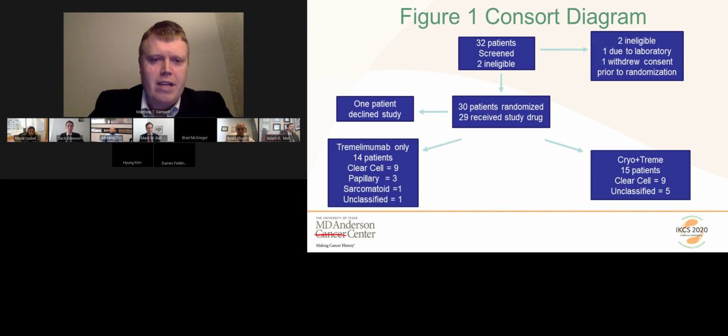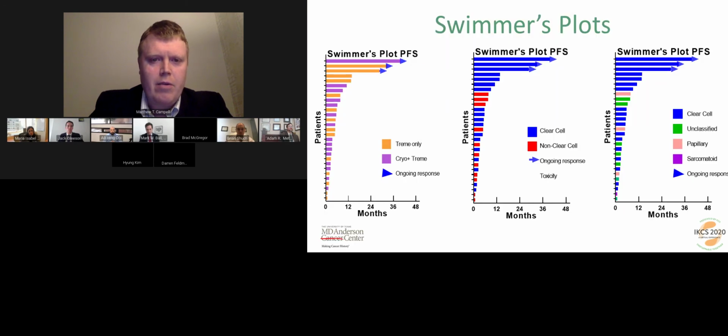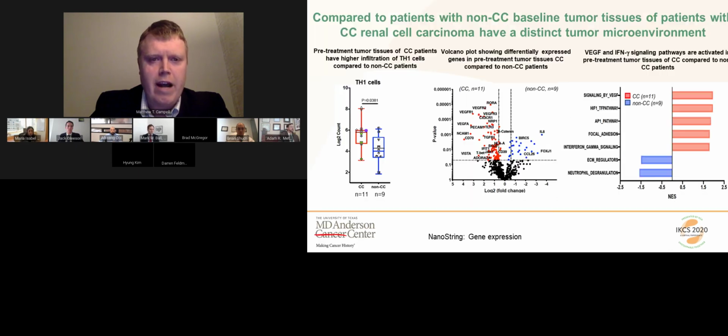What you can see is that both arms had 9 patients with clear cell, and then patients with non-clear cell histologies listed there. Interestingly, what you can see, particularly in the middle swimmer's plot, is that the patients, regardless of treatment arm, were patients that had clear cell histology, which led us to do further analysis.